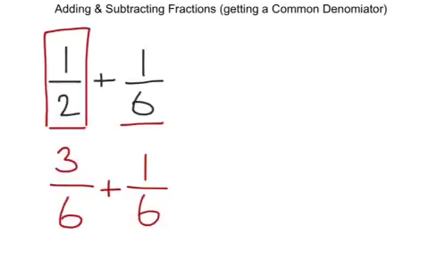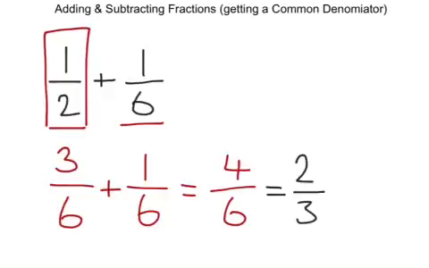It's 6. So I know that when I add that, my answer will have a denominator of 6, and I just add the numerators. 3 plus 1 is 4. Just be a wee bit careful with this one because 4/6 is the correct answer, but it's not in its simplest form. I can divide top and bottom by 2 and get 2/3.